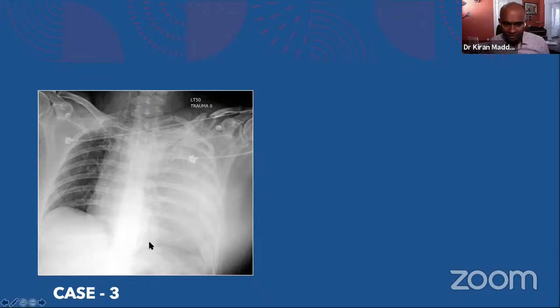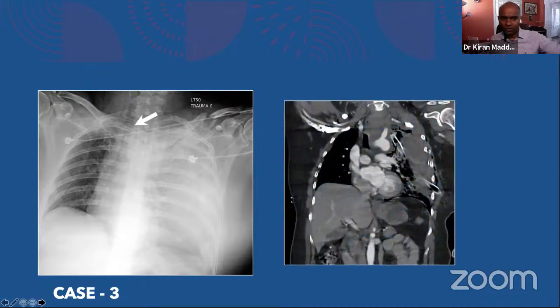Opacity, opacity, opacity. So the entire left hemithorax, where I'm supposed to see the lung, I'm seeing it's all opaque. So this is called opacification of the left hemithorax. There's a big list for that, but for now, also look at the way the mediastinum is, where is the trachea? The trachea is shifted. Look at the trachea, it is shifted. So this is a case of hemothorax, and you are right.